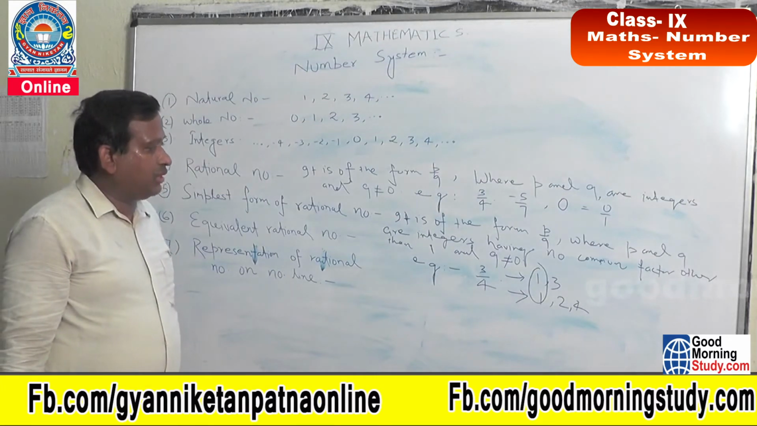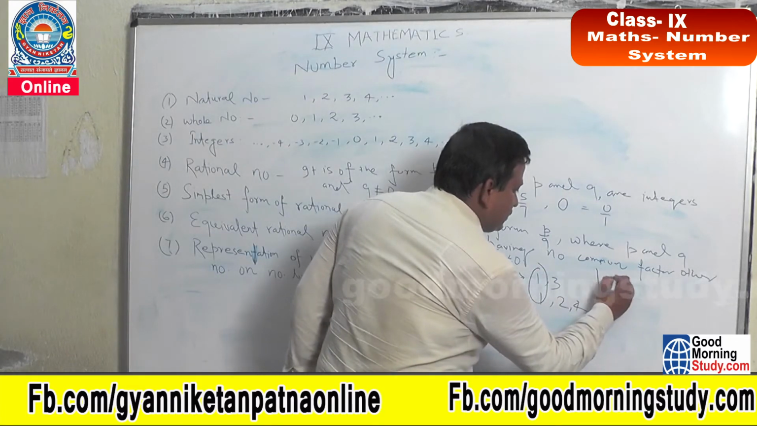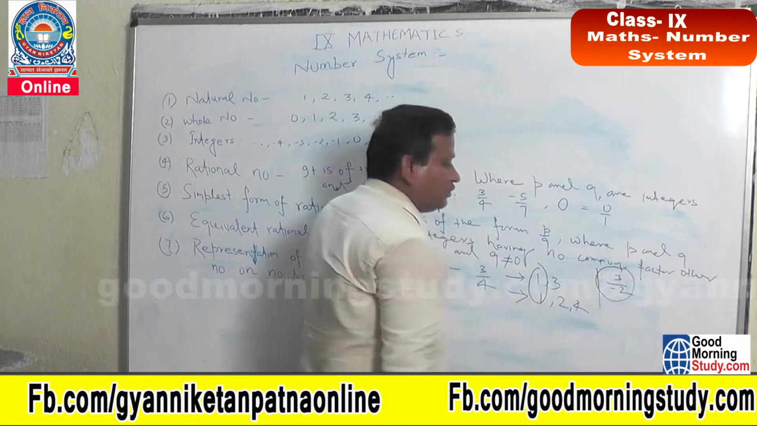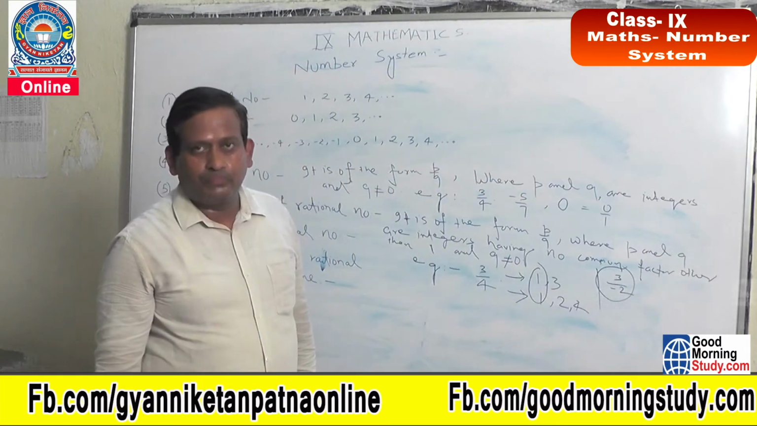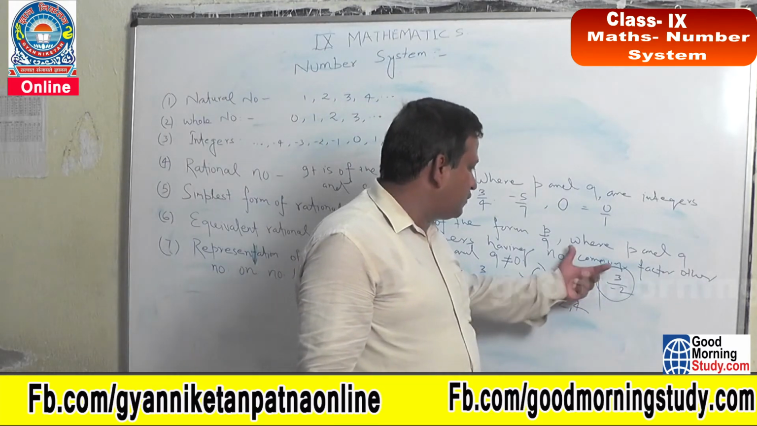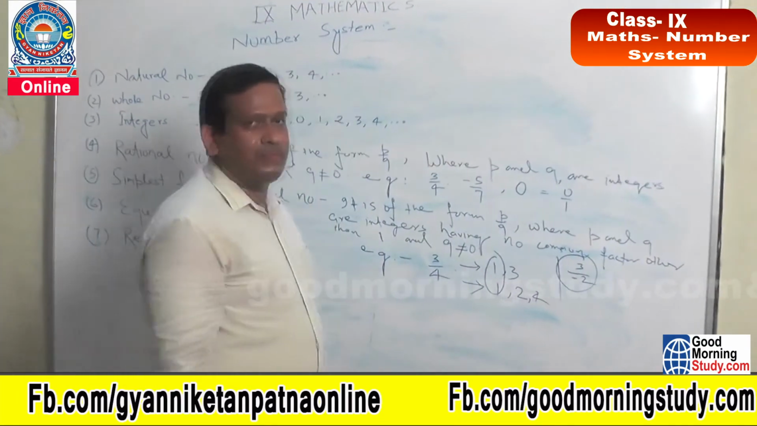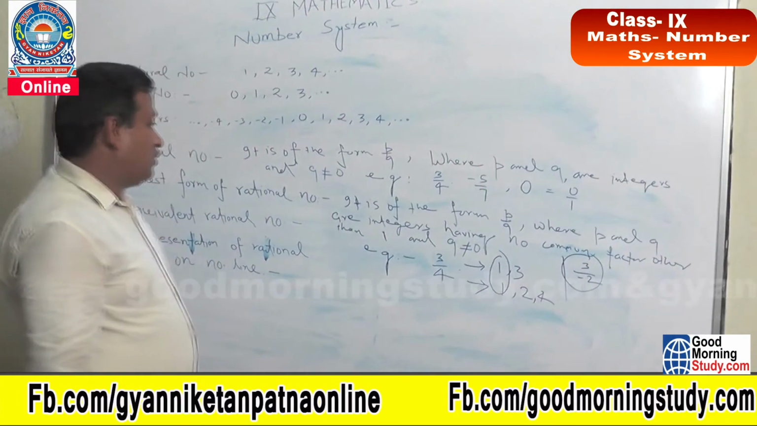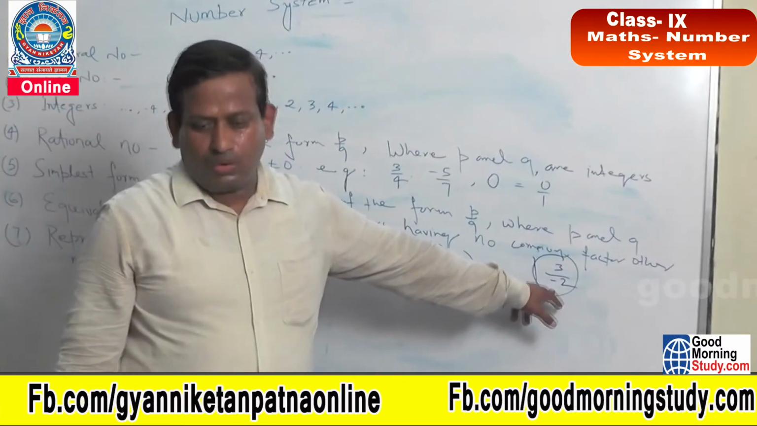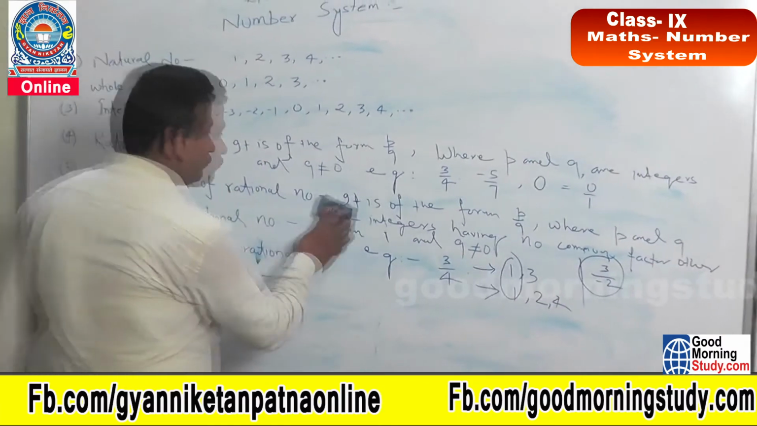One more example, children. Suppose I am writing here 3 by minus 2. This is also in the simplest form, because this is also of the form p by q, and p and q have no common factor other than 1, and q is not equal to 0. One more term I am explaining to you here.